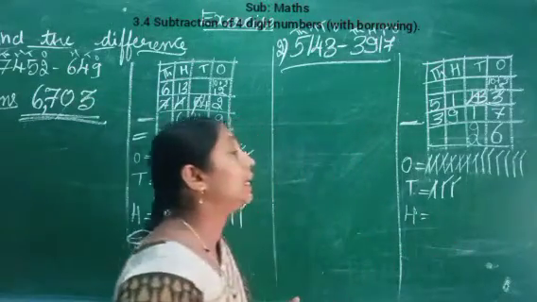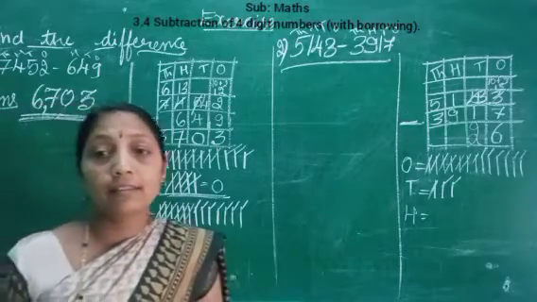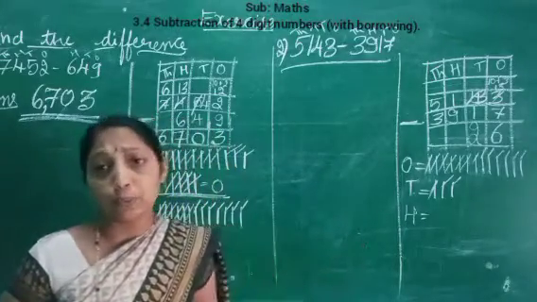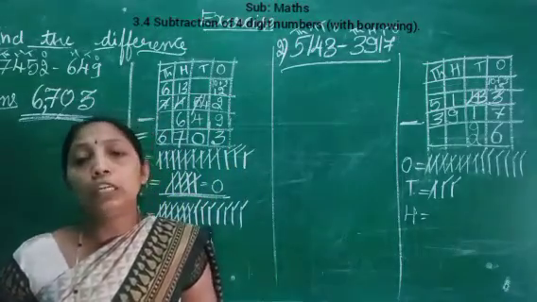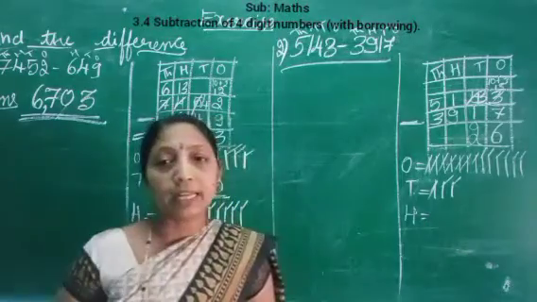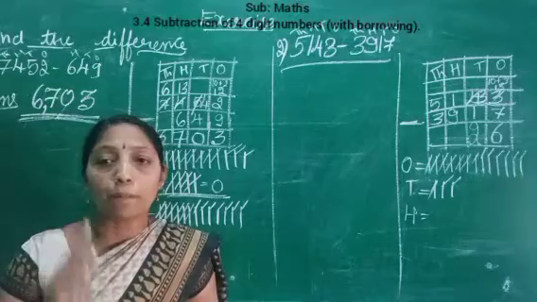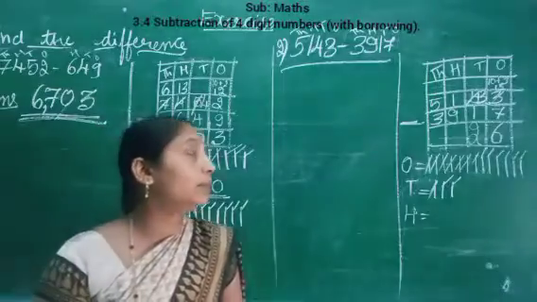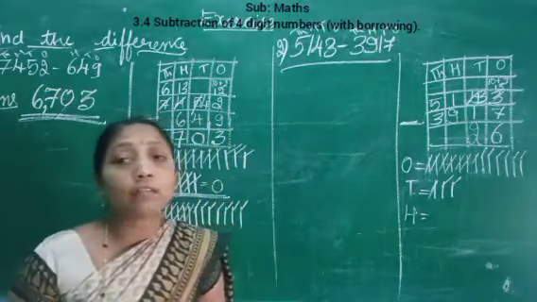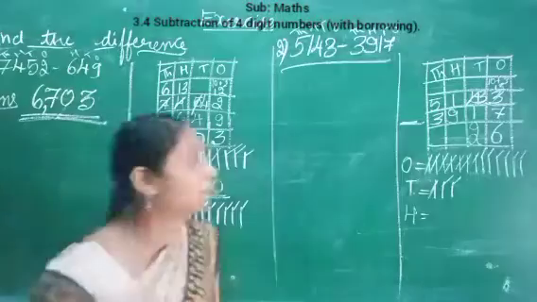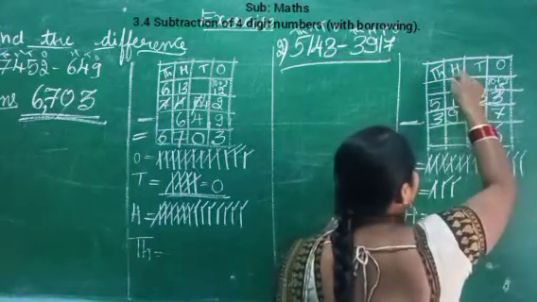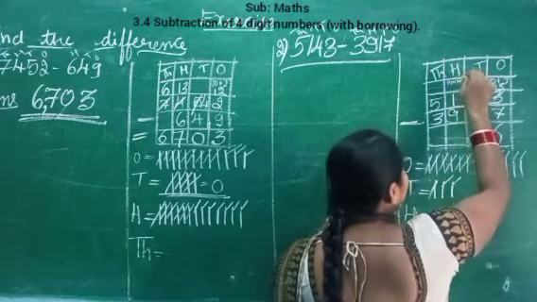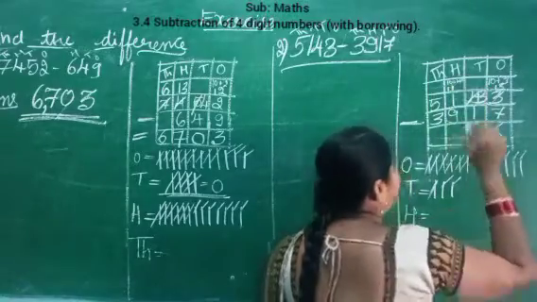In the hundreds place, the first number is 1, and the number below is 9. 9 cannot be subtracted from 1. It is not possible. What step have you taken? We go to the thousands place and ask for a number 1. That means it is 1000 plus 100. So the 1 becomes 1000 plus 100, which comes to 1100.